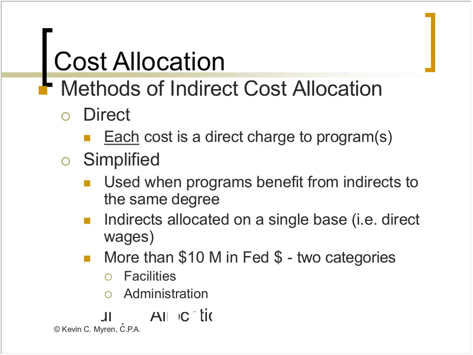The third and final type of method of indirect cost allocation is what is referred to as multiple allocation. In multiple allocation, it's basically the same thing as the simplified method, although you may have multiple pools of indirect costs. So instead of just having the two pools that we talked about up above, you may have 5, 6, 10, or 50 different allocation tools or pools.